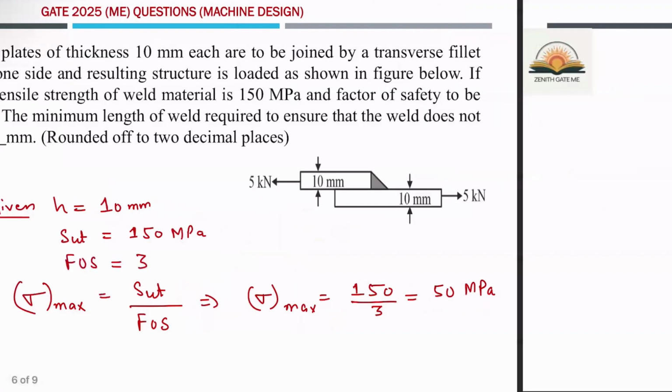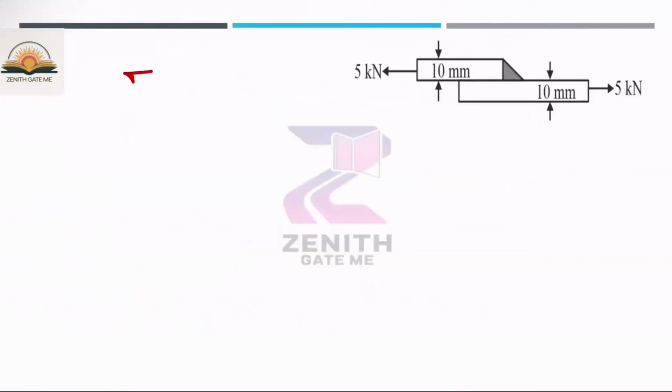So this allowable stress is equal to load divided by area. What is the area? Area is nothing but, so this is basically a throat thickness, and this is the length of weld, which is basically into the plane of paper. So this is basically a throat thickness.